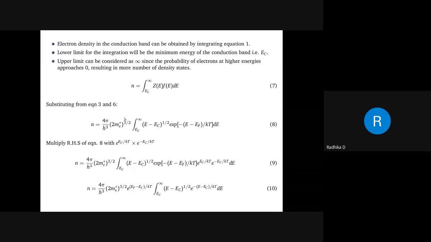yesterday. Take out the constants. So 4 pi by h cube, (2m_h)^(3/2) lies outside. Again, your limits remain, EC to infinity. Your leftover terms are inside: (E minus EC) to the power of half, and then exponential of minus (E minus EF) by KT into dE. It's not easy to solve in this particular form in equation number 8, right? So for that reason, you multiply within the integral by this term, e to the power of EC by KT into e to the power of minus EC by KT.